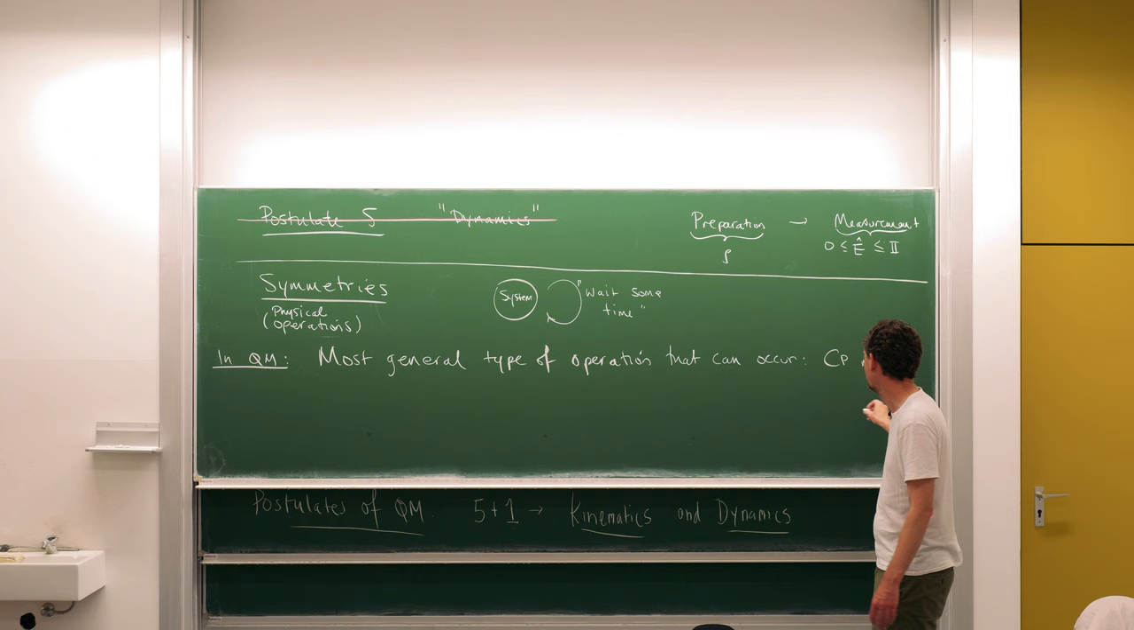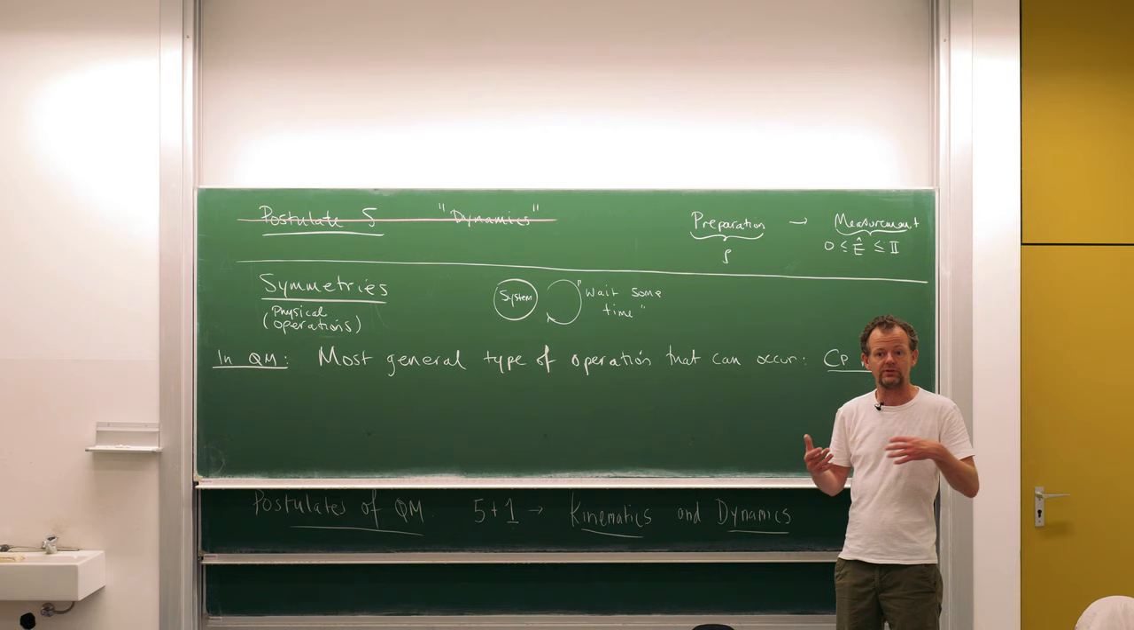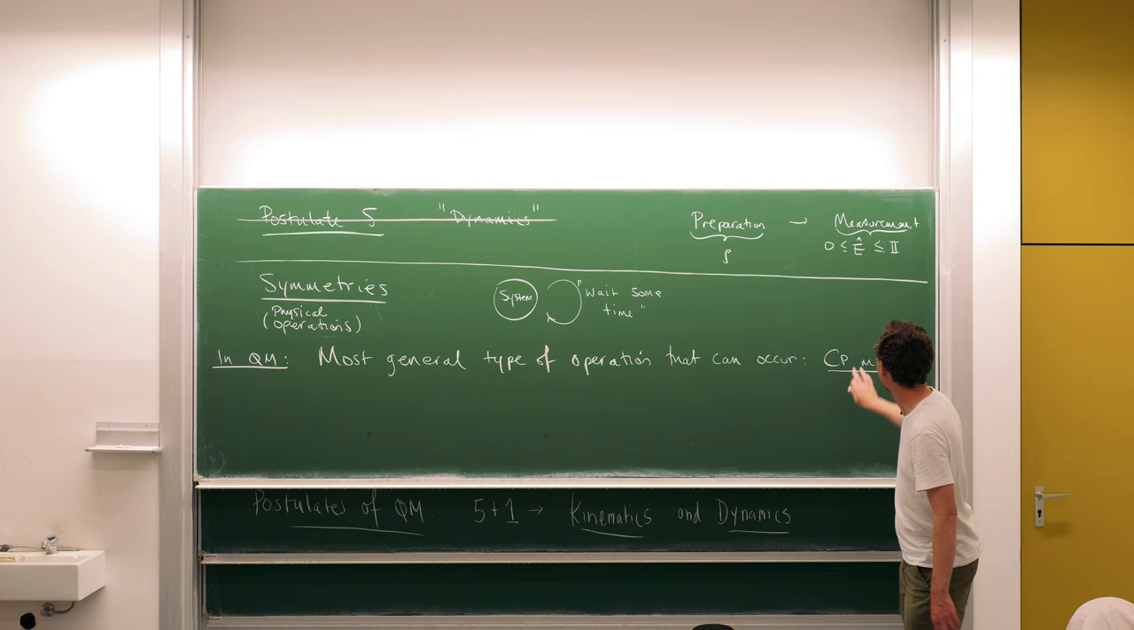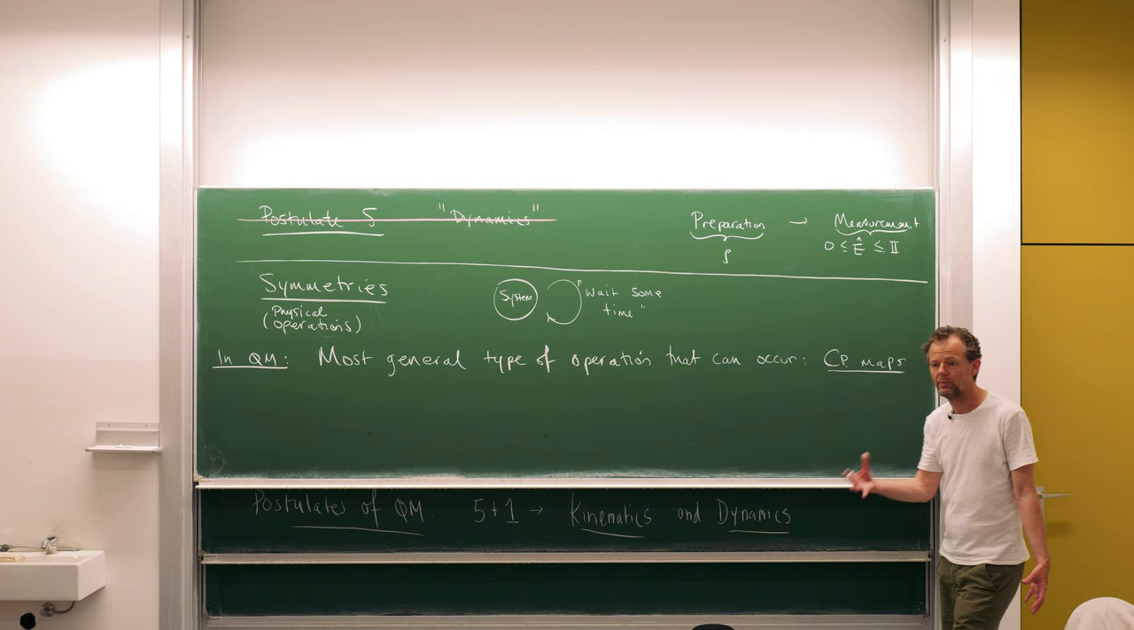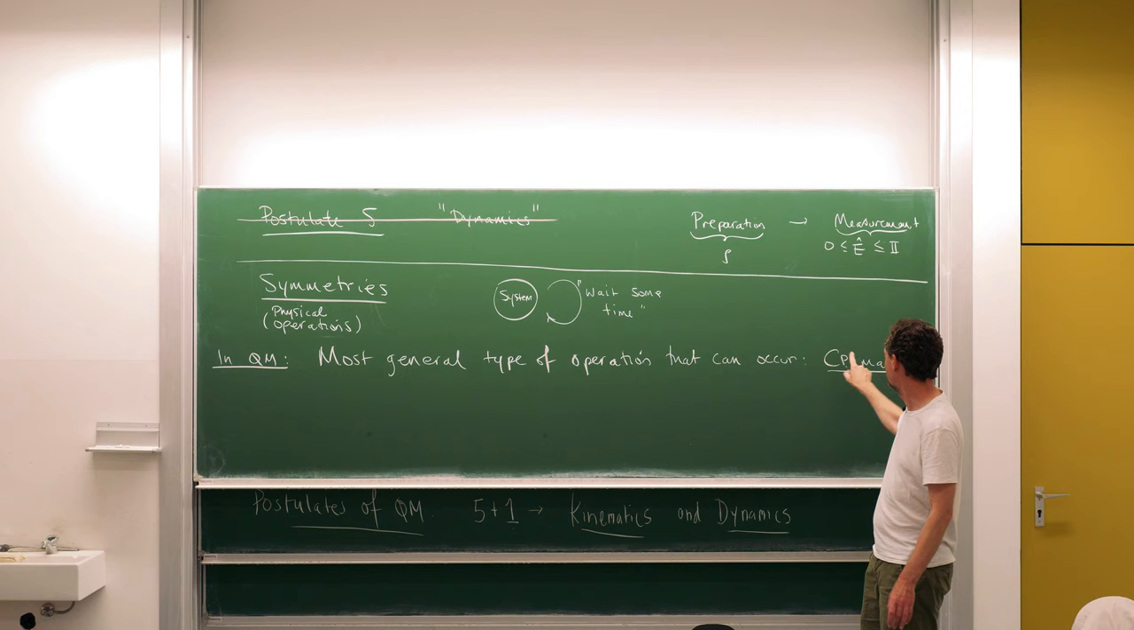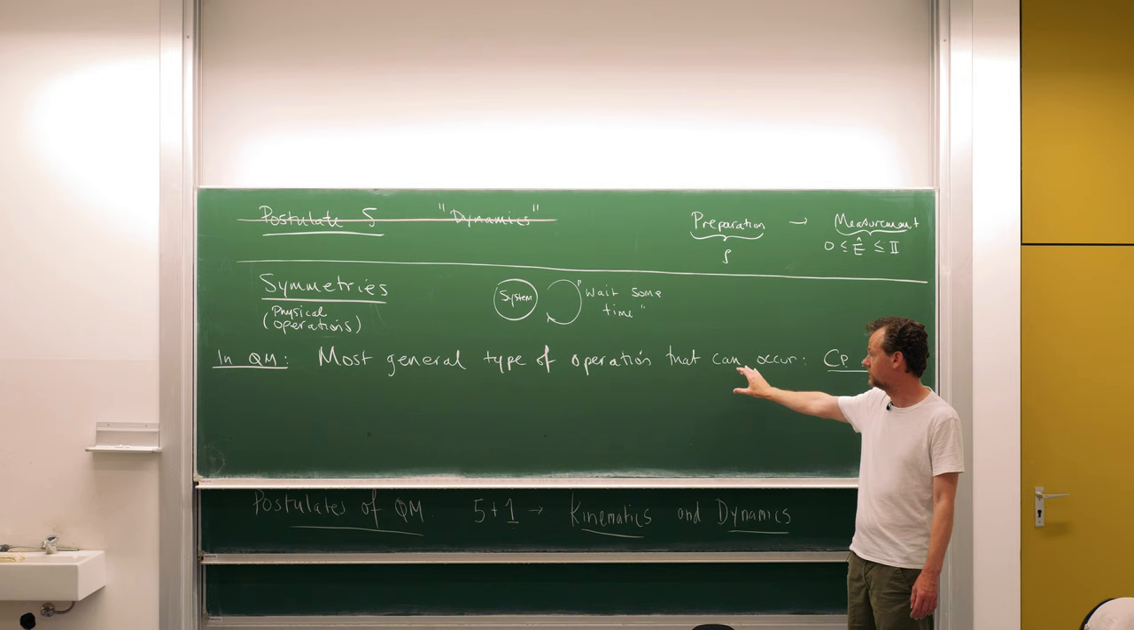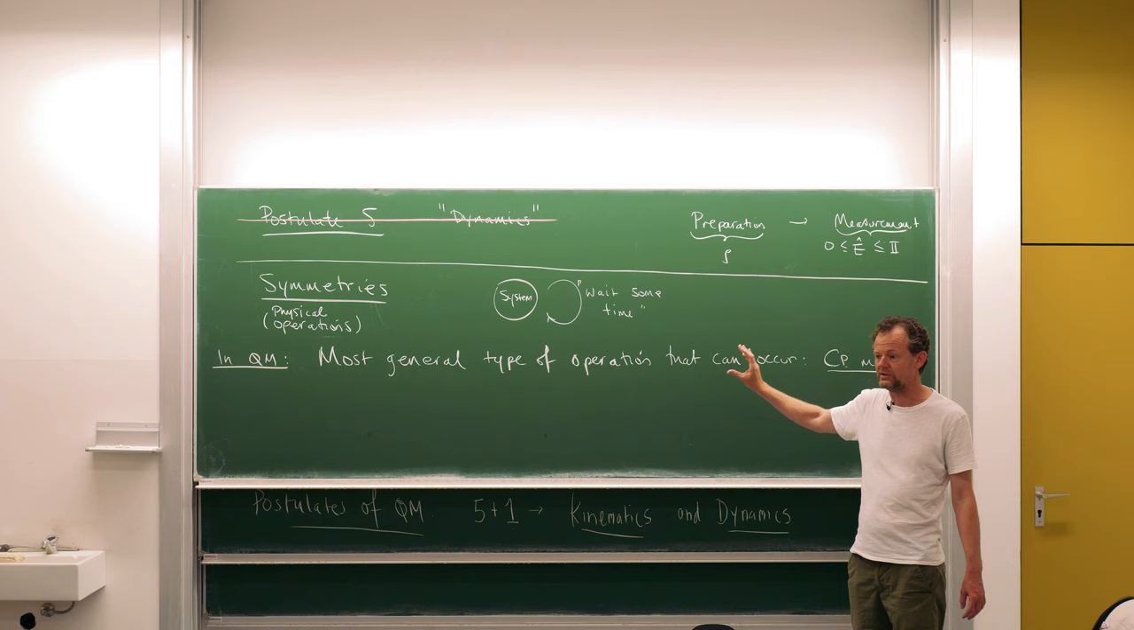But I do want to say that from the outset, those operations which preserve the structure of quantum mechanics as a theory in the most general way possible are things called completely positive maps. And a symmetry operation, if it's a physical thing that can occur in quantum mechanics, has to at least be one of those things. Actually, I'm going to argue that it's not going to be CP maps, it's going to be a very small subclass of CP maps that can be interpreted or understood as symmetries in quantum mechanics.